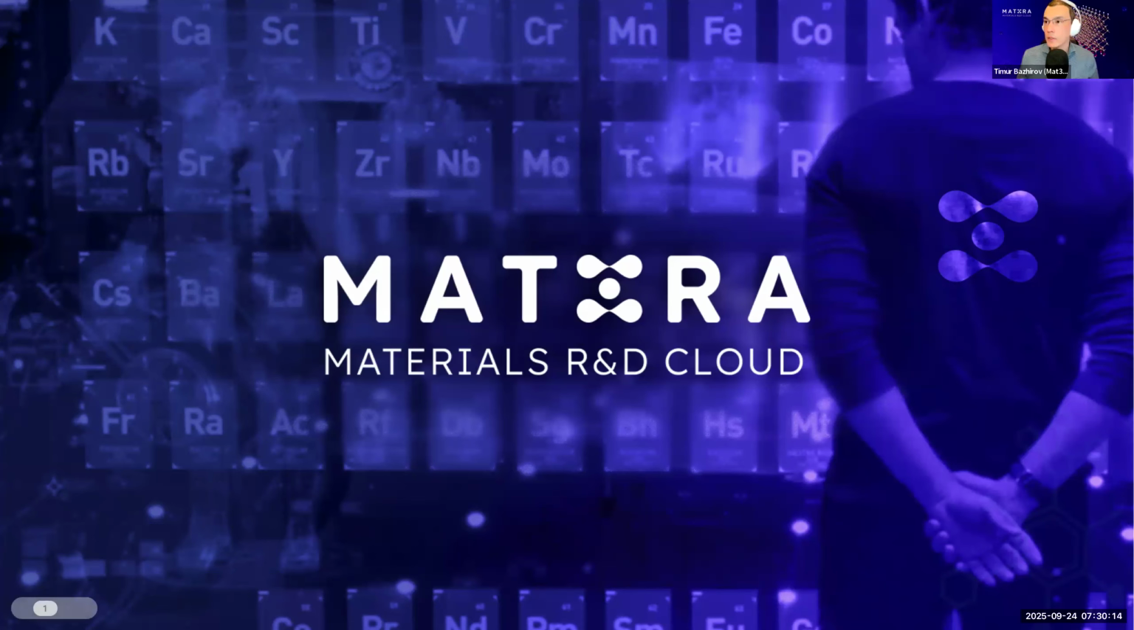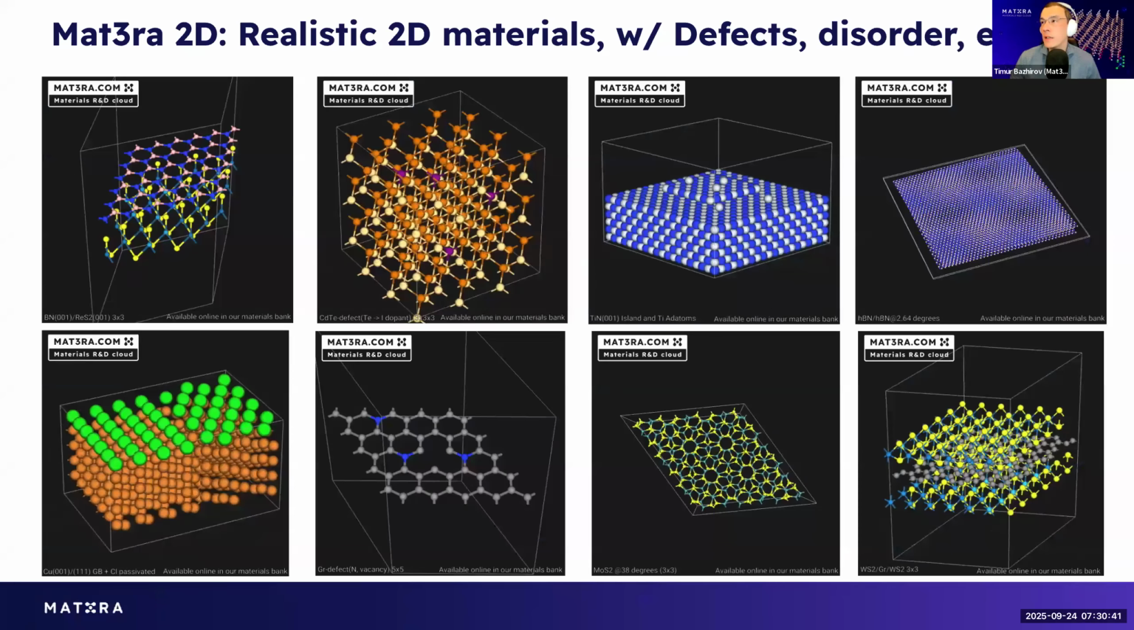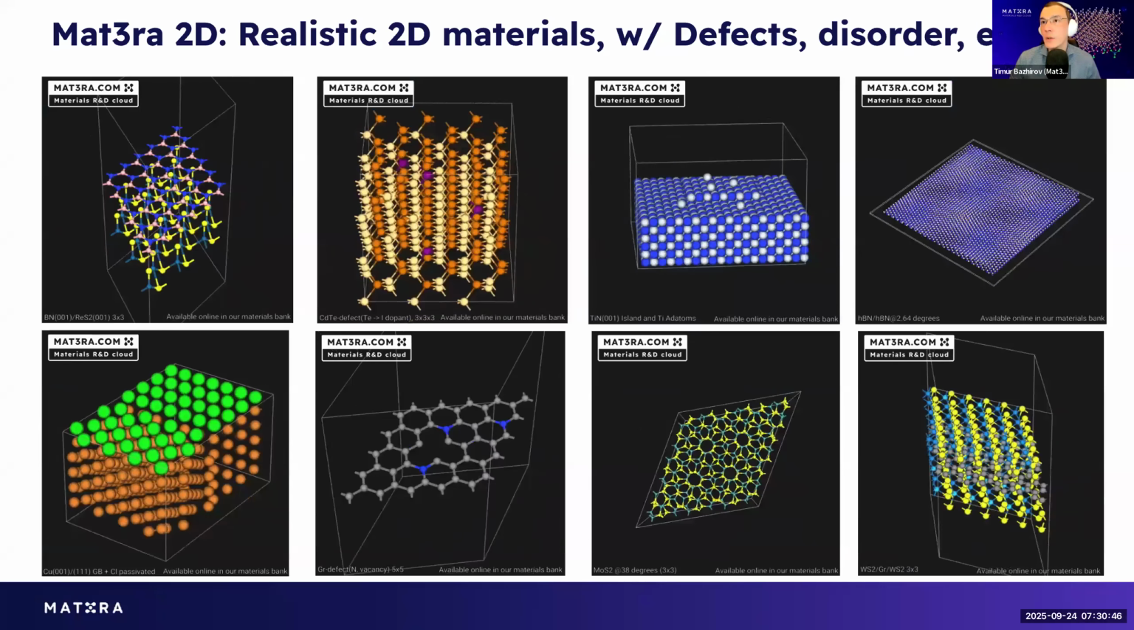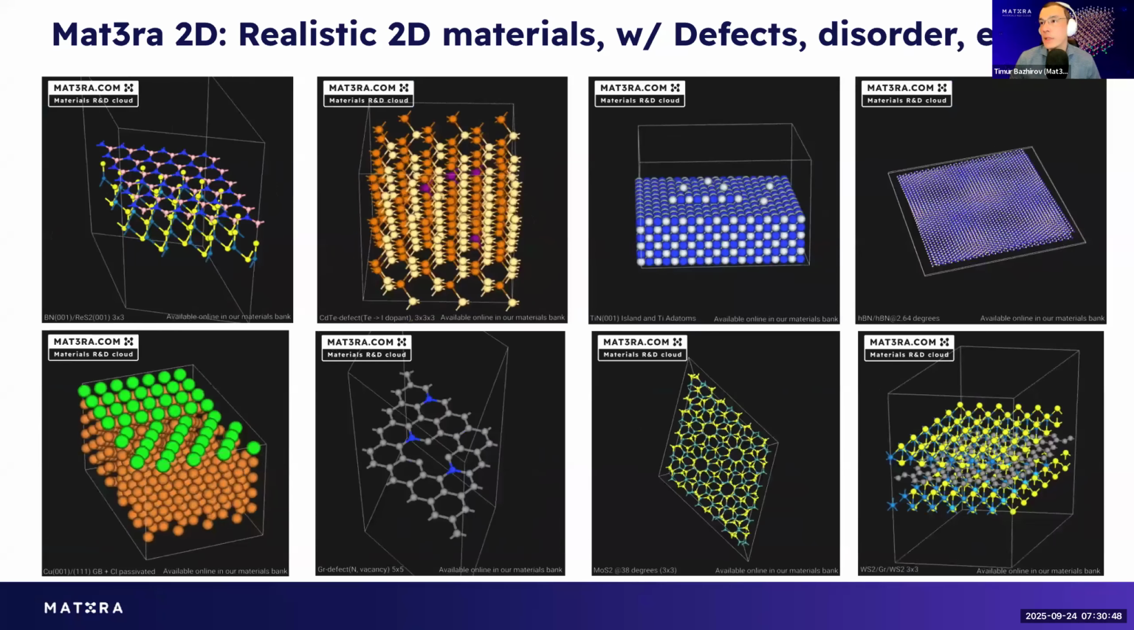And today we're going to be focusing on the two-dimensional materials and the design capability that we've been working on over the last few months. There's quite a bit of new capability that is focused specifically on designing monolayers, interfaces, surfaces, and related features. For example, if you go to the next slide, we can see some of the structures that you can design with the open source, open access code base that we've been building at Mat3ra.